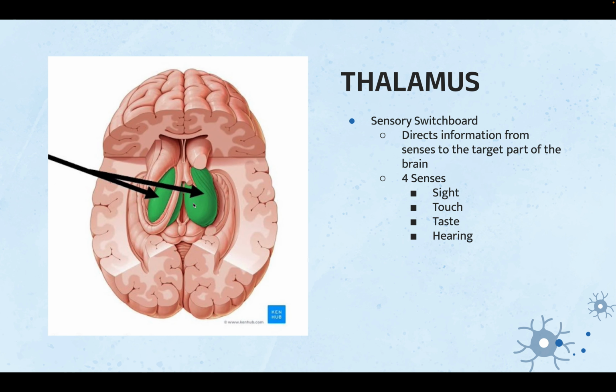The thalamus right here, which is close to the hypothalamus, I've always remembered it as a sensory switchboard. It directs information from the senses to the target part of the brain. It deals with only four of the senses: sight, touch, taste, and hearing. It does not deal with olfaction, or smell.